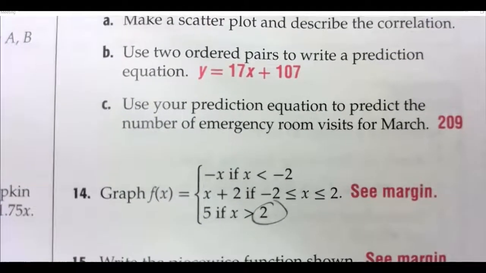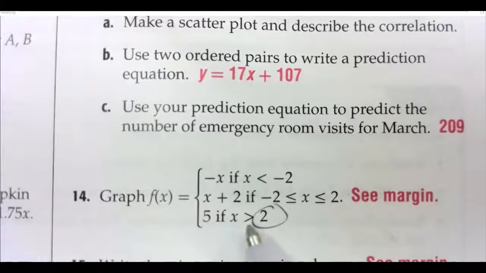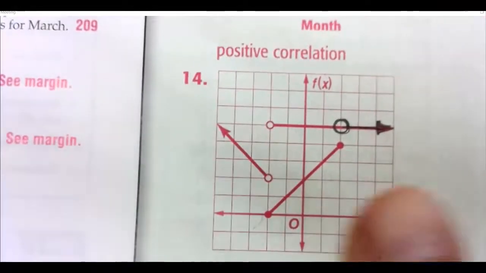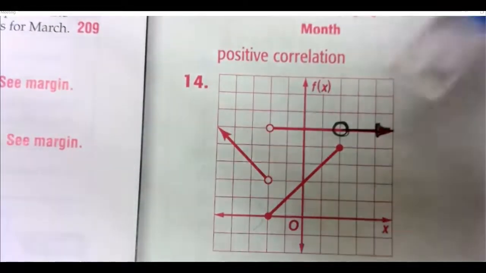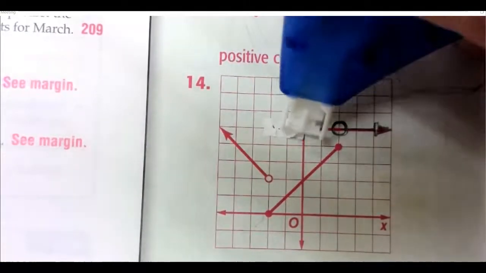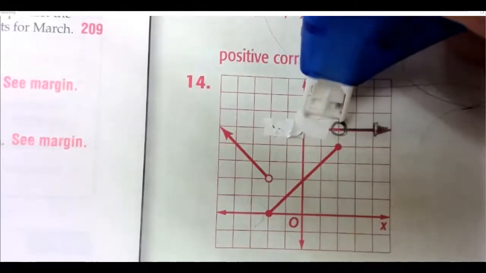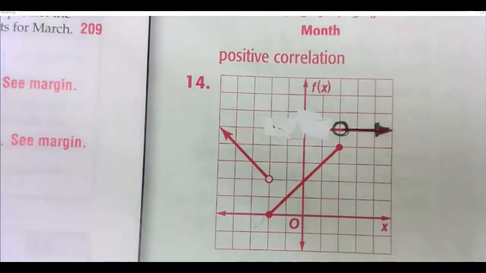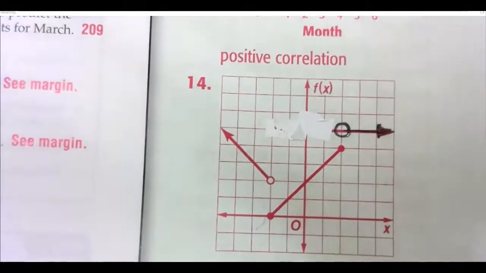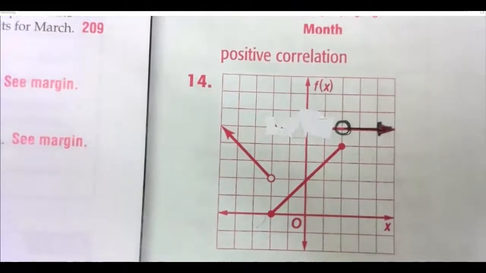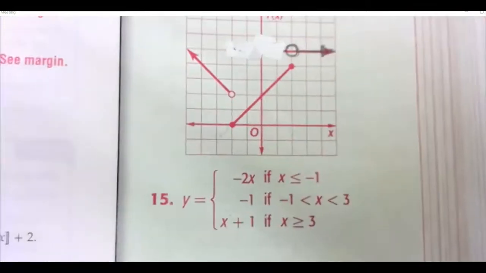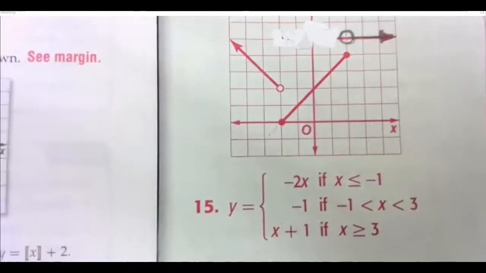Okay, and then in 14, when I show you the answer, they made a little error. They started this graph at -2. It should be an open circle at +2. So we're ignoring this part over here. Yeah, I'll just void it out. Okay, so here's what your graph would look like. And then in 15, you looked at the graph and gave me the equation.